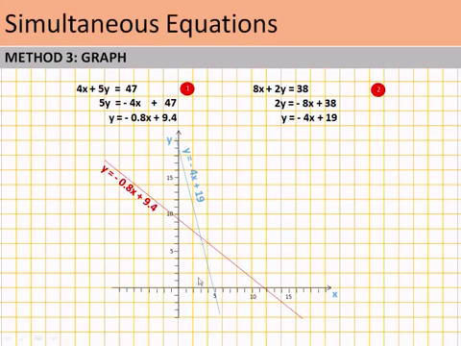Those two graphs meet here at the point 3, 7, where x is 3 and y equals 7. 3 along, 7 up. x equals 3, y equals 7. So that's another way of finding that x is 3 and y is 7, the only pair of solutions that works in both equations.